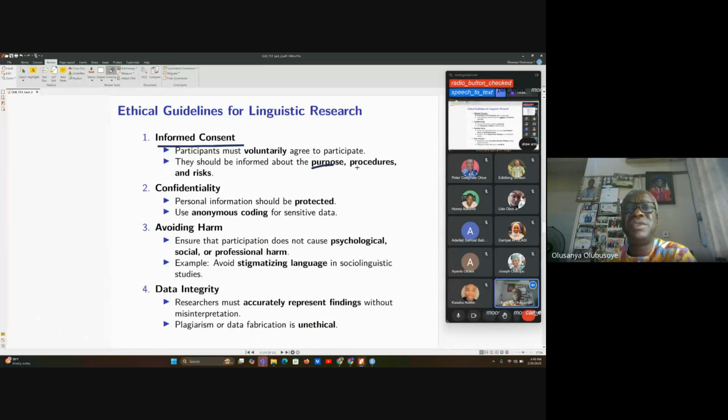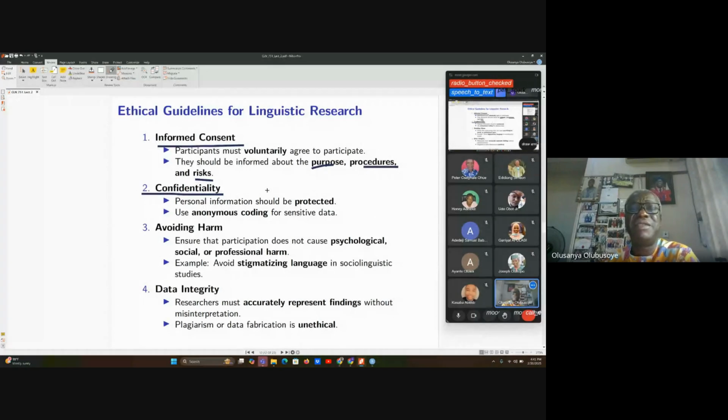The purpose, the procedure, and the danger they are likely to put themselves in if they offer the information you are requesting. Maybe you are asking the wife about the husband. Then the wife must know the risk that if he says anything, it's likely to lead to divorce. So you must let the participant know the risk.